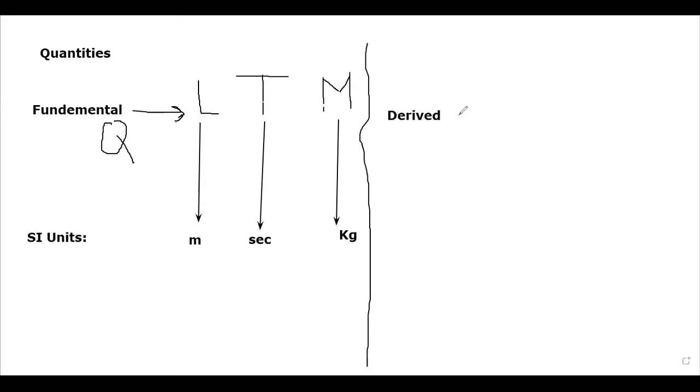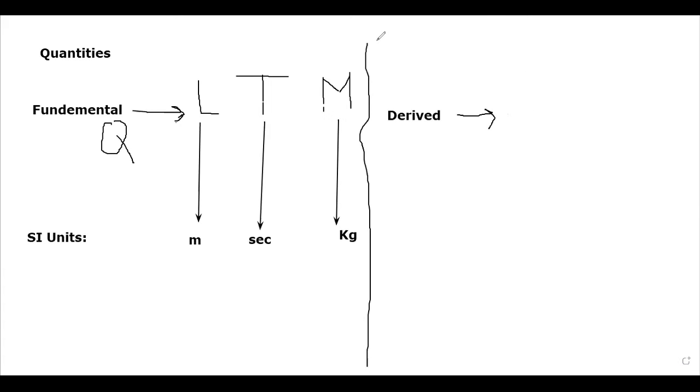Derived units or derived quantities, from their name, I think you can expect what they mean. They are the quantities that need something to explain them, and this something is fundamental quantities. When you mix fundamental quantities by multiplying, dividing, adding, or subtracting them together, you make a derived quantity. An example for this is velocity.